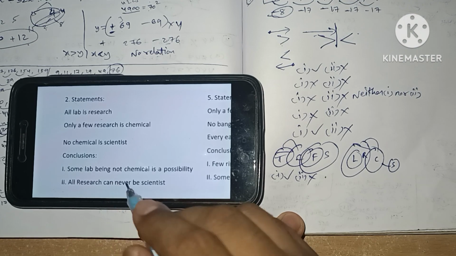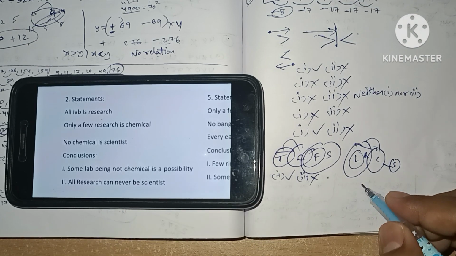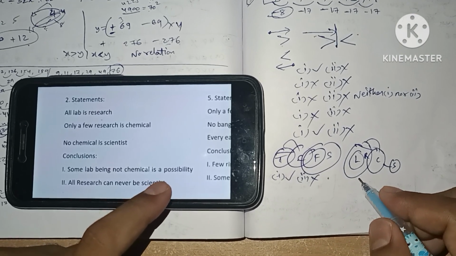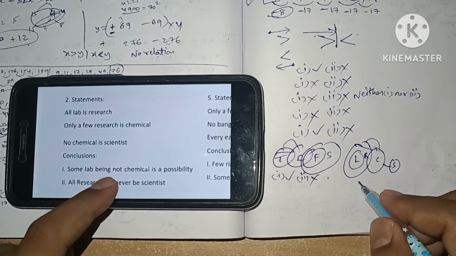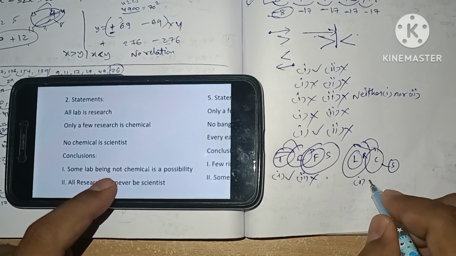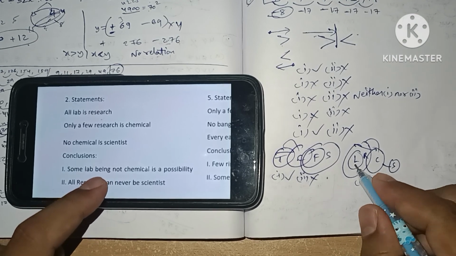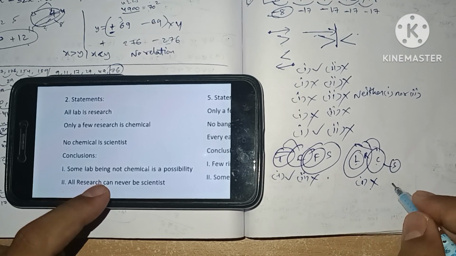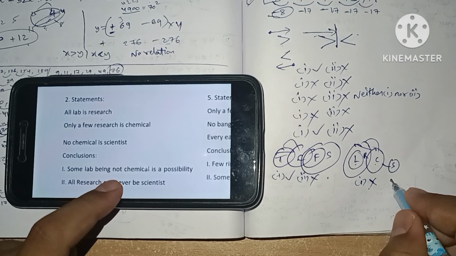So we check possibility is true. And it is saying not. So first conclusion will be false, because it can share some part of lab with the chemical. It is possible. So first conclusion will be false.